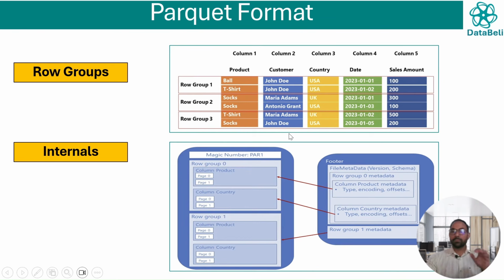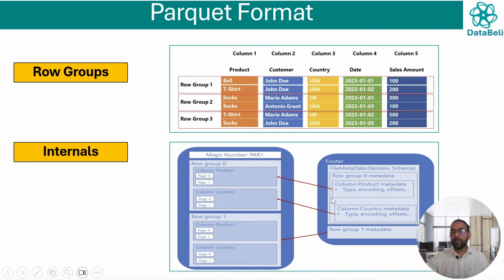And apart from just storing the data in columnar format, like these are some row groups which are there. Let's say within row group 0 in this example, we have product and we have country also. So within each row group, they also store a footer. This footer is very powerful, and this is what makes it more efficient.